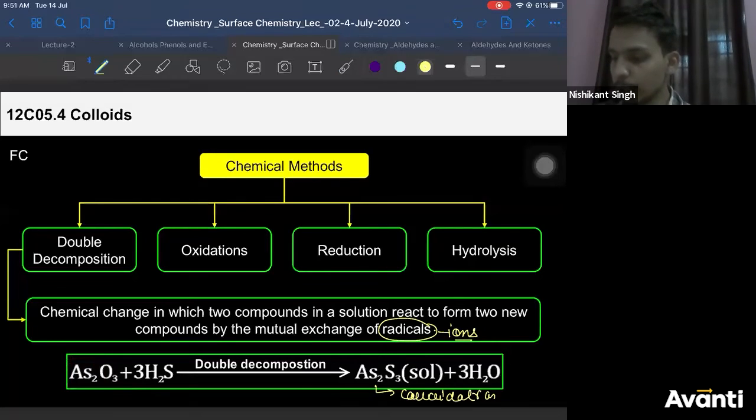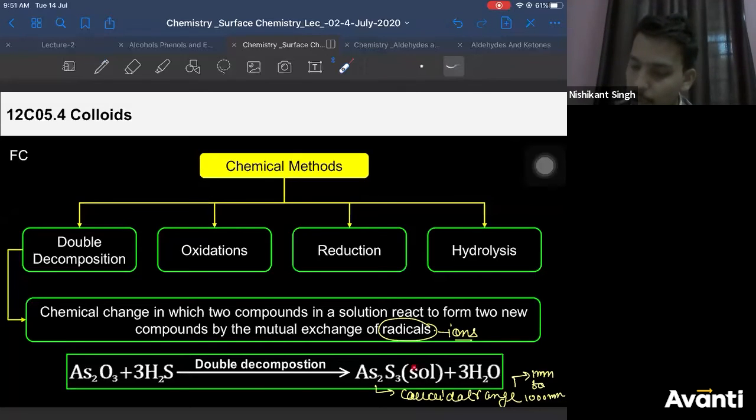Can you quickly tell me what is the colloidal range? Anybody who remembers? If you remember, what is the colloidal range? Okay, people have different answers. Yes, Gagan, I agree with you. 1 nanometer to 1000 nanometer. So what we are saying here is the arsenic sulfide particles which you will get will be in the range of 1 nanometer to 1000 nanometer. Right? So this is pretty easy.